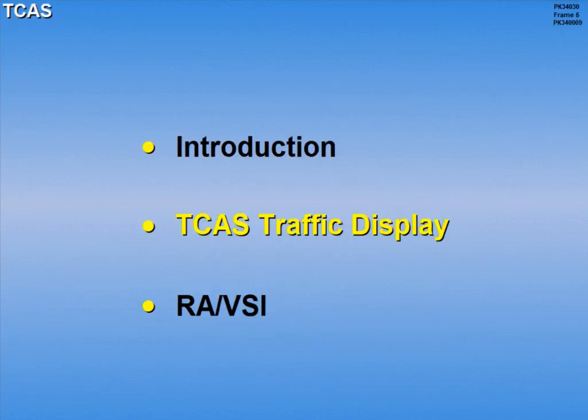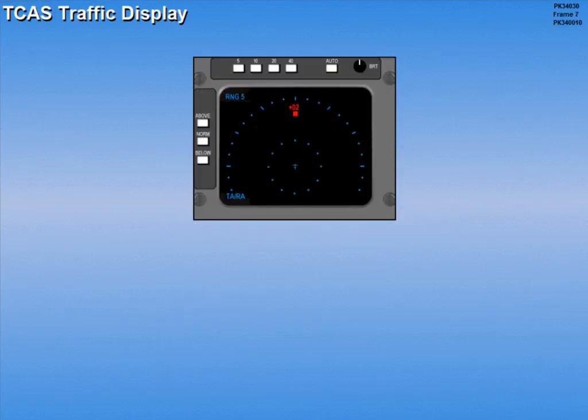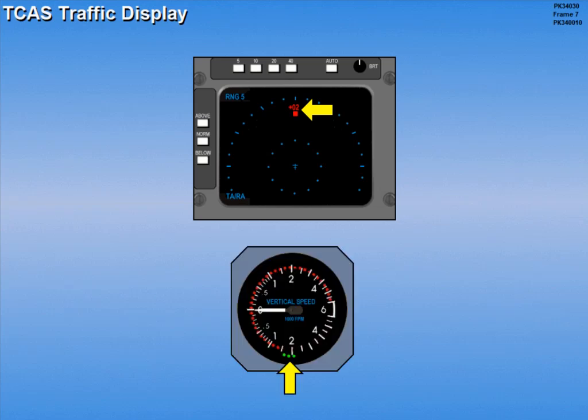Now let's look at the TCAS traffic display. When TCAS is activated, the TCAS traffic display depicts the position of nearby traffic relative to its own aircraft and uses the RAVSI to provide you with information on the vertical speed to fly or avoid to resolve an encounter.